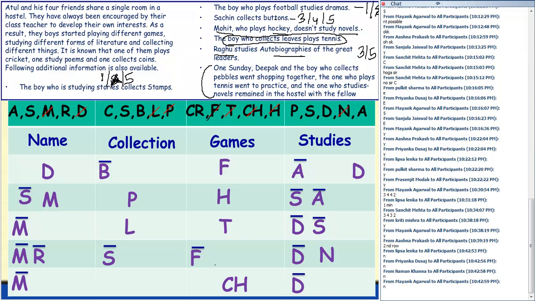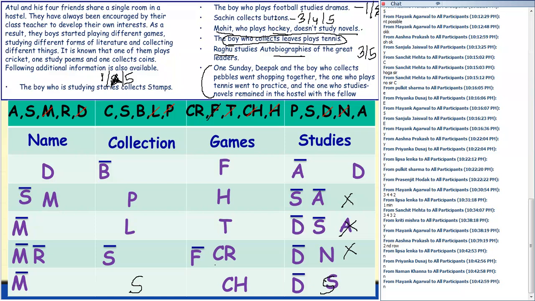स्टोरीज एंड स्टैम्प्स. नो. फॉर स्टोरीज एंड स्टैम्प्स यू कैन सी देयर इज ओनली वन पॉसिबिलिटी. स्टोरीज एंड स्टैम्प्स के लिए अब यही बचता है. स्टोरीज यहाँ पे नहीं आ सकता. स्टोरीज थर्ड रो में नहीं आ सकता था. स्टोरीज फोर्थ रो में भी नहीं आ सकता. So we are left with here stories, studies is stories and the collection is stamps, this way. All right, stories and stamps ये अब फिक्स हो गया. आई थिंक यही चीज मैंने ड्रॉ कर रखा होगा प्रोबेबली. क्रिकेट यहाँ पे आ गया था. यस, स्टोरी इज देयर एंड द स्टैम्प इज देयर.